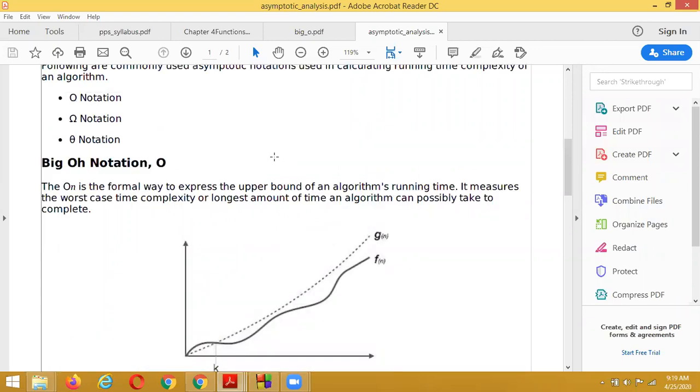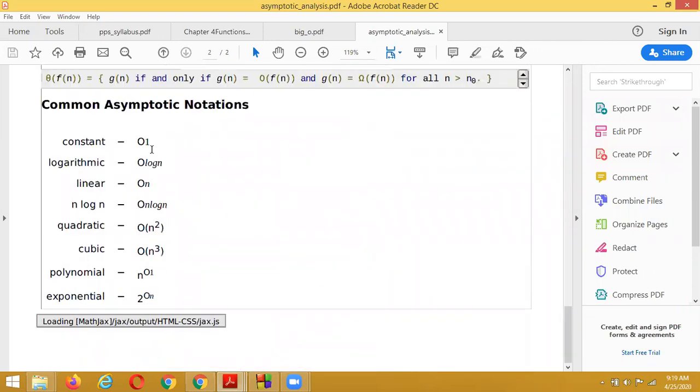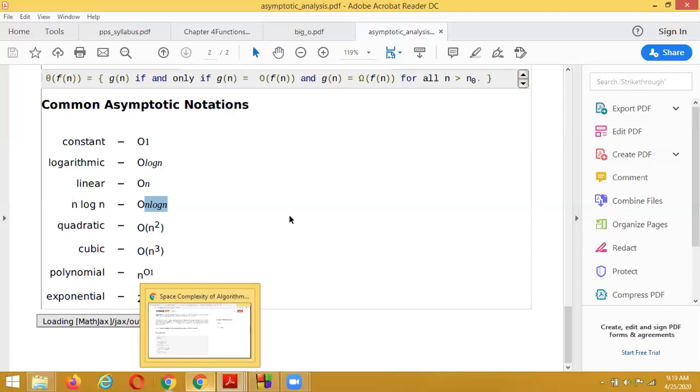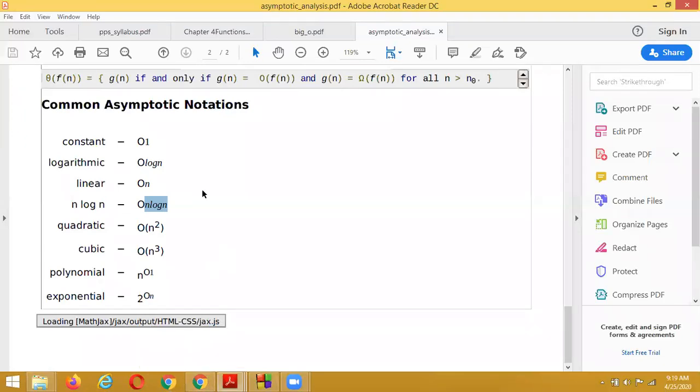And now the important point to be noted here is when we call it O of n, O of 1, when we call it log n, and when we call it linear. How we represent these things will be discussed here. Up to here it is okay, but we need to have some knowledge of how to represent the common asymptotic notations. Inside the common asymptotic notations, what are the things we have? Constant, logarithmic, linear, n log n, quadratic, cubic, polynomial, exponential.